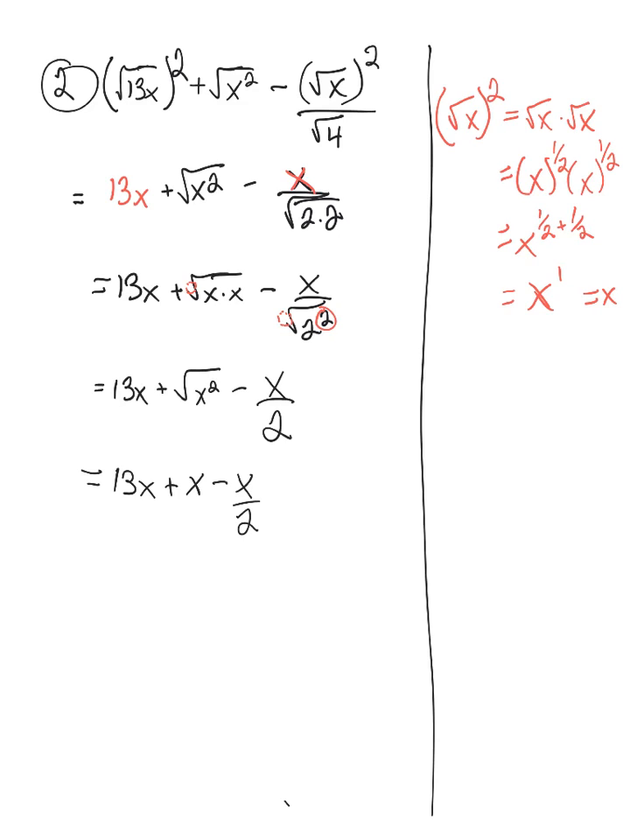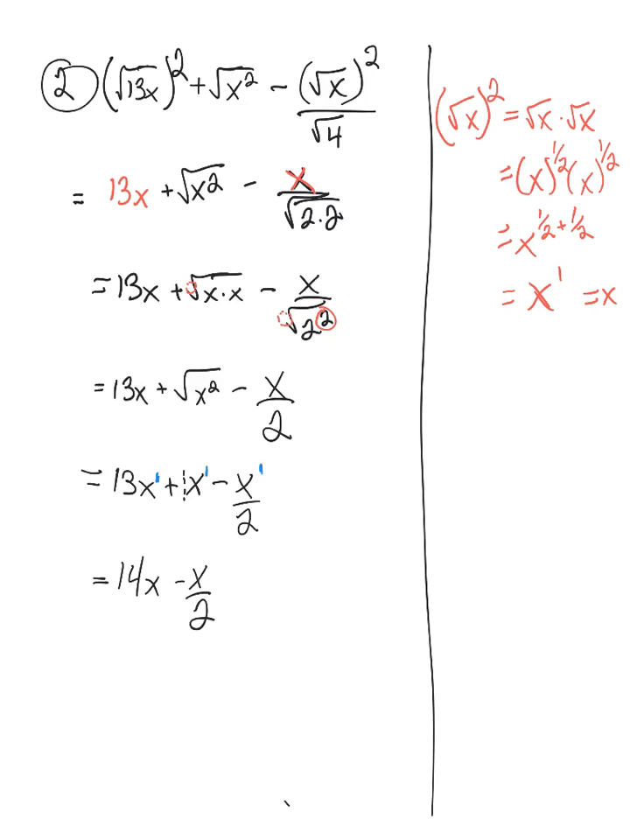No. Why? Because we can combine all of these x's. How? And why actually? Because that's an x to the 1, x to the 1, x to the 1. So 13x plus 1x equals 14x minus x over 2.